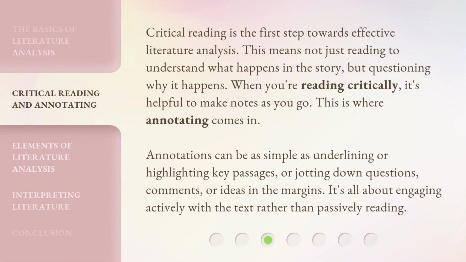Critical reading is the first step towards effective literature analysis. This means not just reading to understand what happens in the story, but questioning why it happens. When you're reading critically, it's helpful to make notes as you go. This is where annotating comes in. Annotations can be as simple as underlining or highlighting key passages, or jotting down questions, comments, or ideas in the margins. It's all about engaging actively with the text rather than passively reading.